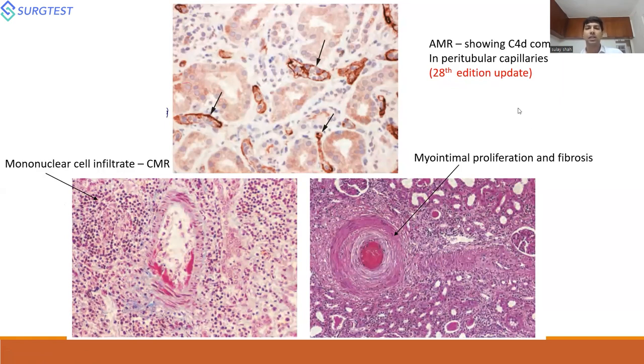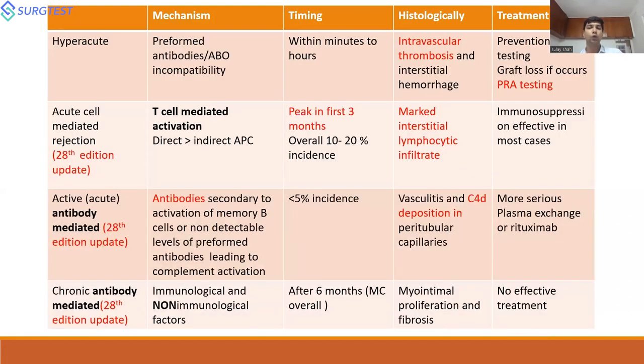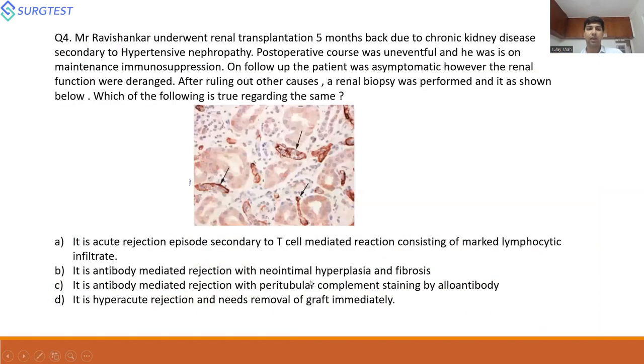Yes, so these are three images, and these all three are important. The most important out of them is the first one and this table. These are two things I want to take out from the whole lecture. Not everything is important. Again, histological intravascular thrombosis, interstitial infiltrate, and C4D deposition, and the new names, and again correlate the diagrams. Okay.